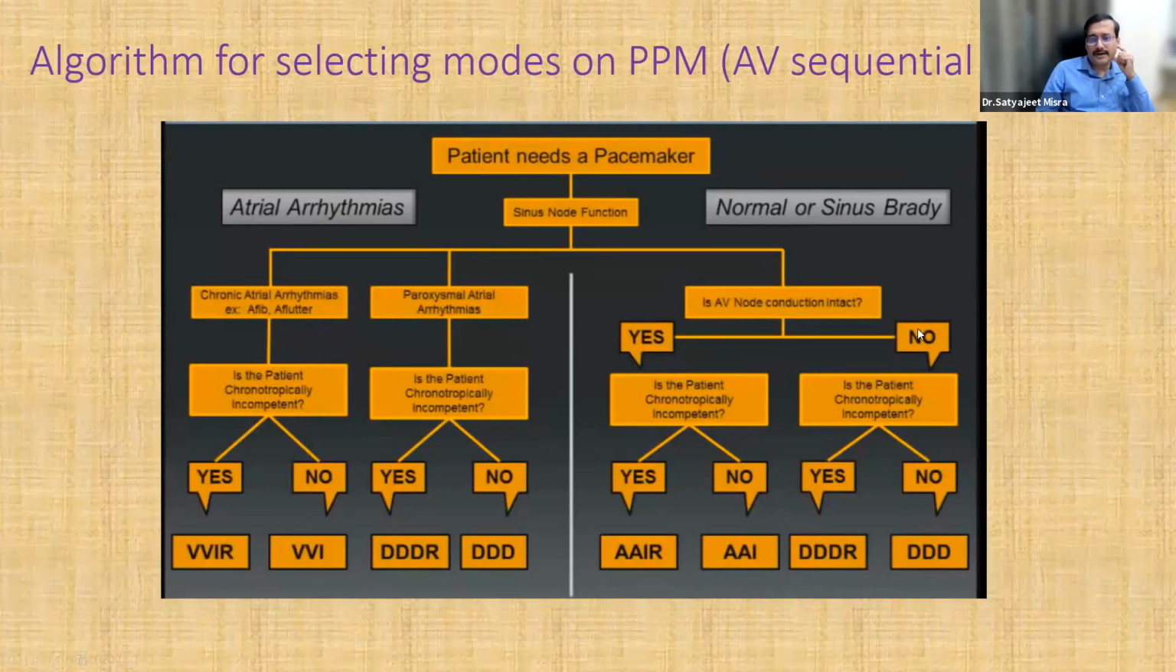If the conduction pathway is not intact, then again, whether he's rate responsive or not determines whether he gets a DDD pacemaker with a rate responsive feature or just a dual chamber pacemaker.